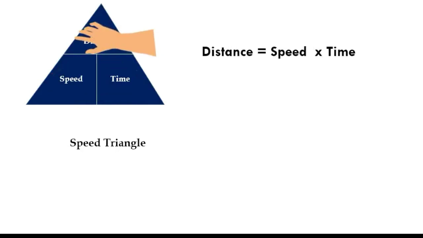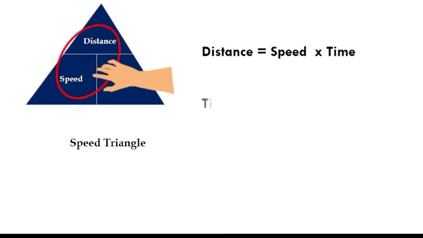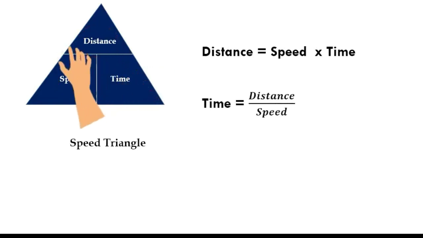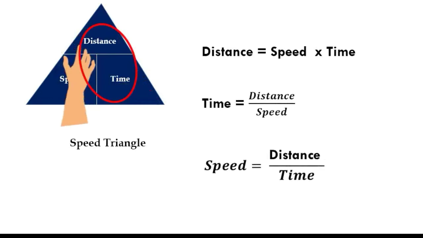If you want to find the value of time, put your hand on the time, and then time is equal to distance divided by speed. Next, if you want to find the speed, speed is equal to distance divided by time. So with this same speed triangle, we can easily learn the three formulas of distance, time and speed. It will make the task of remembering the formulas easy. You only have to learn the speed triangle, with which you can easily find the three formulas.